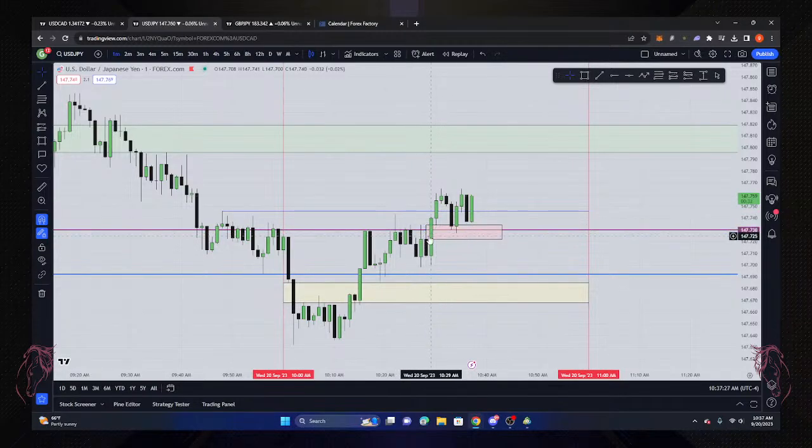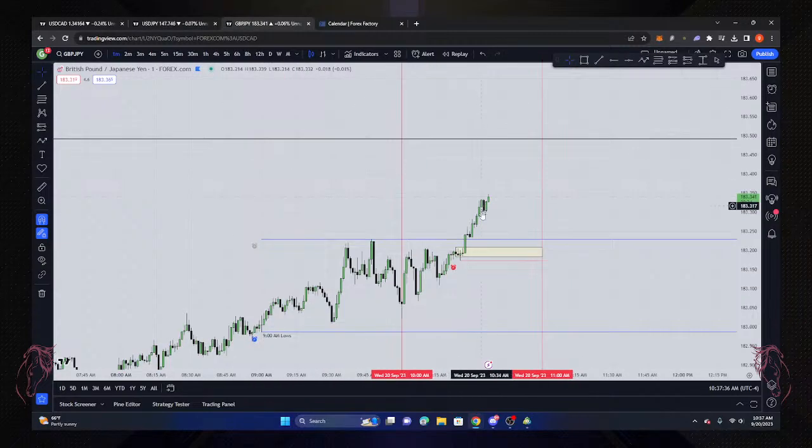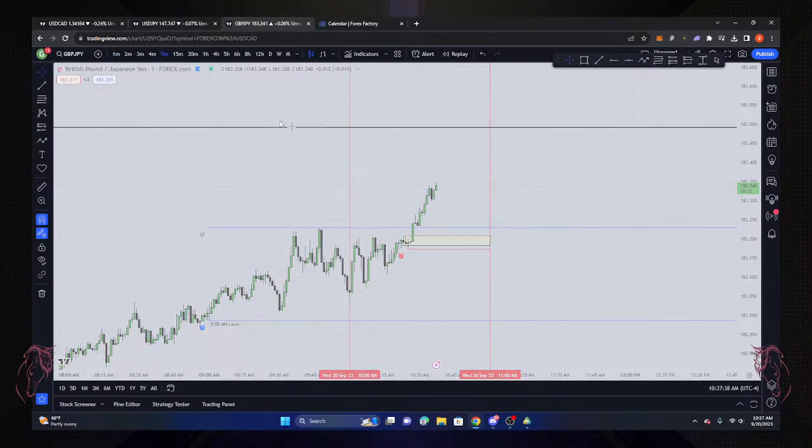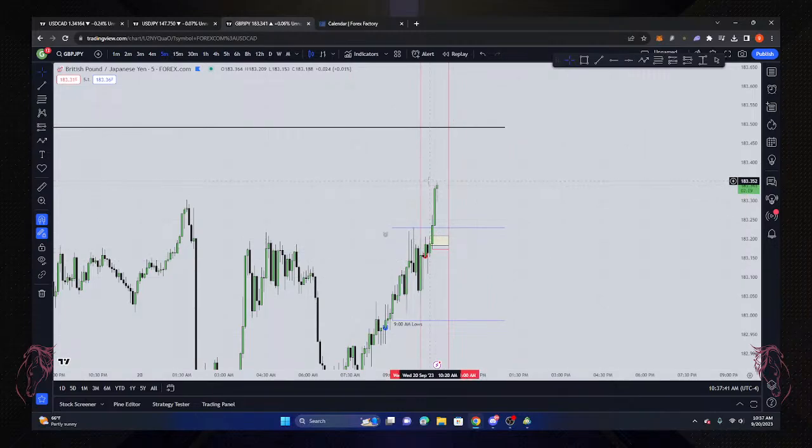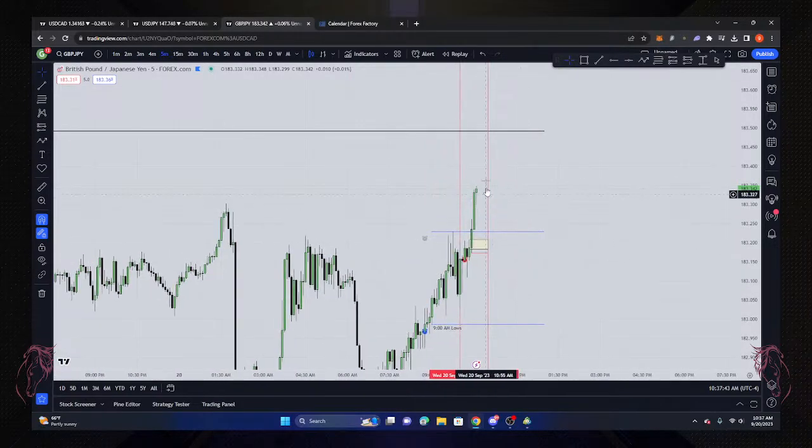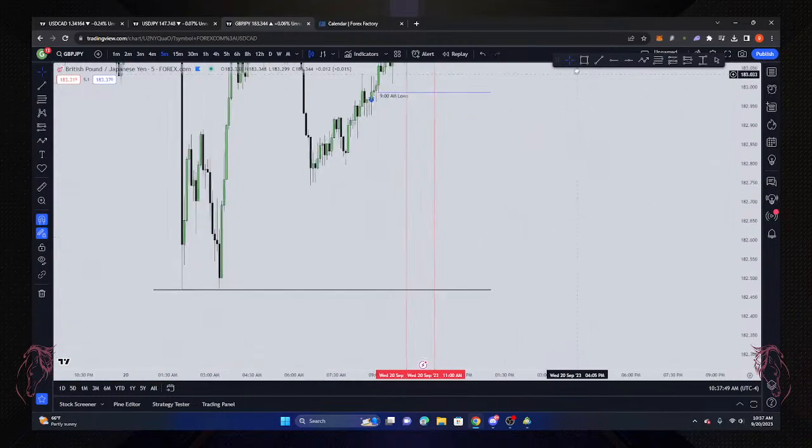Which also rests right below this bullish order block. Right above this bullish order block. So again, if I see a shift in market structure lower on GJ, take a short position. Otherwise, wait for this external high to be swept.